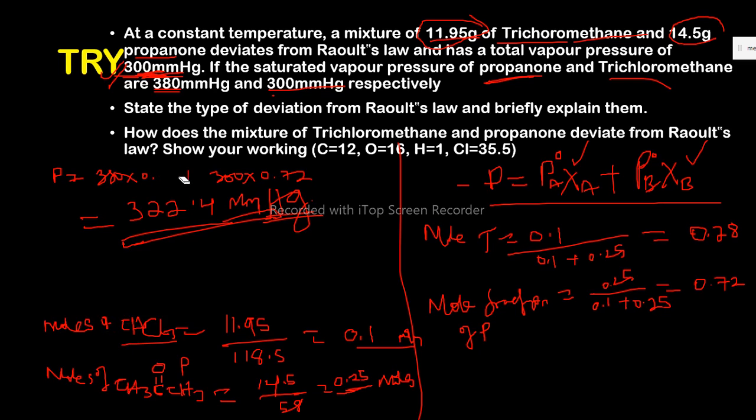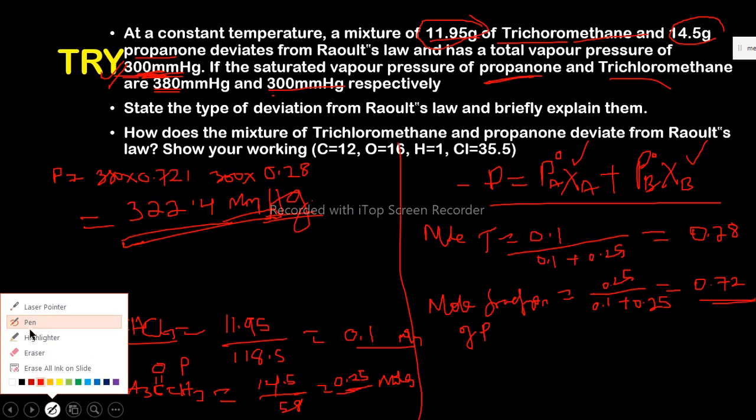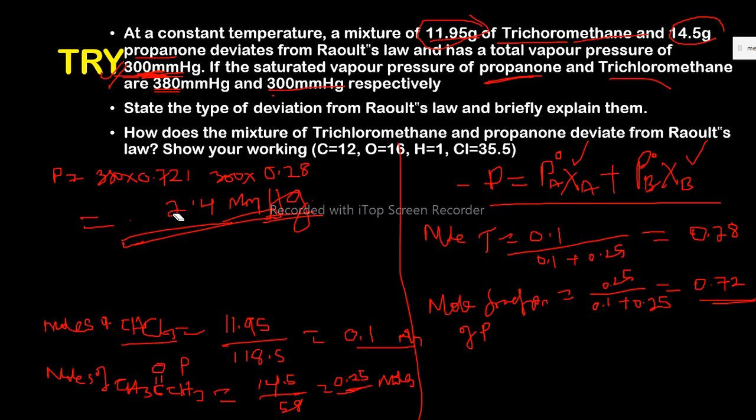So you put, and then yes. So the mole fraction of propanone, it is this 0.72, and the mole fraction of trichloromethane, it is 0.28. Yeah, thanks for that observation. It was really good, and it will save us from making a wrong conclusion. So what's the answer then?